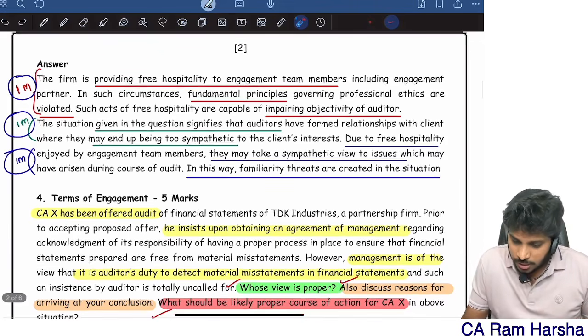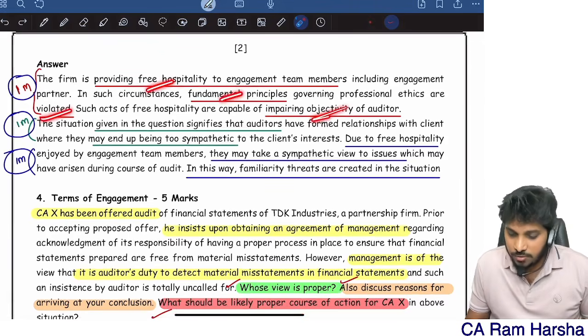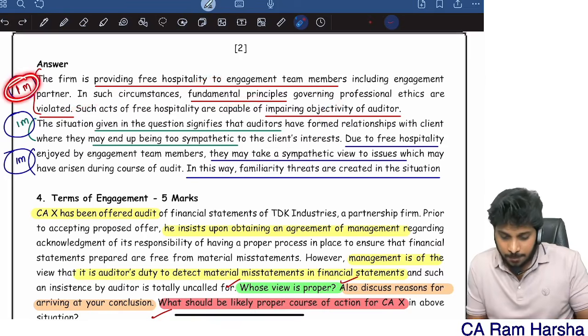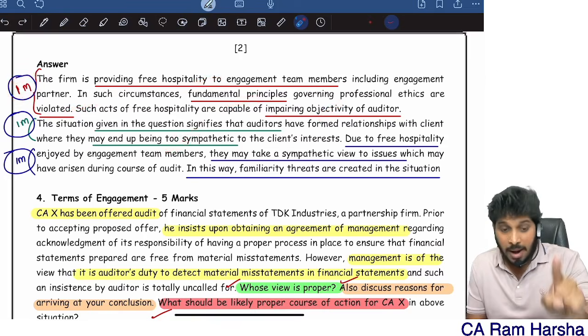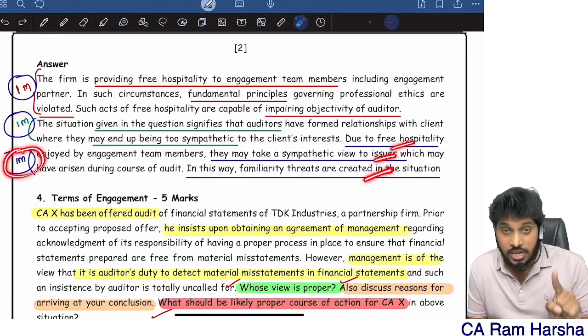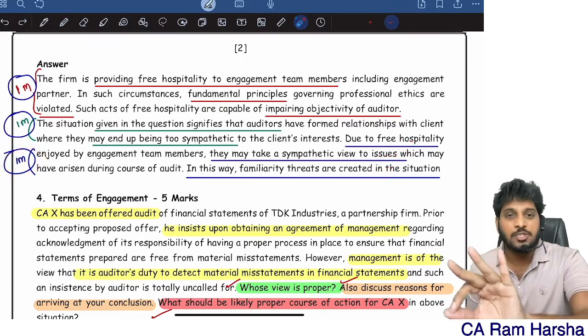So that's it. Whatever keywords I'm highlighting here, red lines, green lines, blue lines: only if the matter under those red lines is there in your book, 1 mark. Only if the matter under the green lines is there, only 1 mark. Only if the matter under the blue lines is there, only 1 mark. Otherwise, you will not get that.